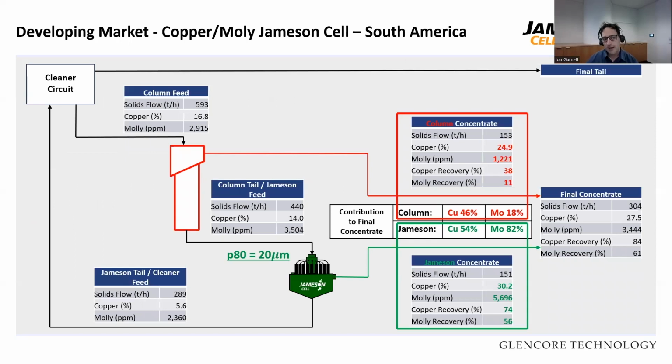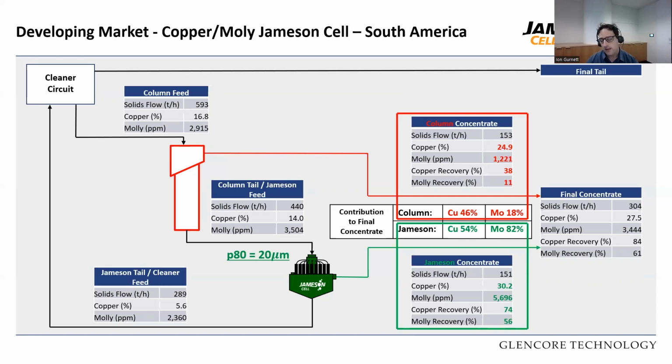Now, moly. There was a comment on the previous slide that moly is something that's been largely of interest of late, and it does make sense with how all these battery metals are headed. We put a Jameson cell on a tails of a column. Typically, the design would be before a column at the head of the circuit, but in this case, we put it on the tails, and we put a Jameson cell primarily to recover copper when this project was done.